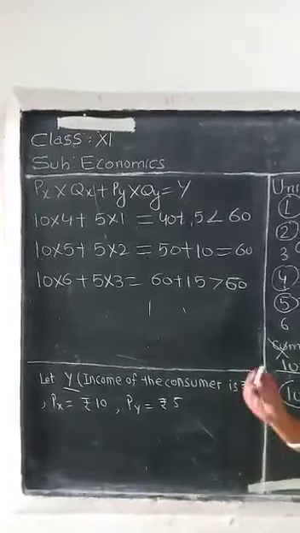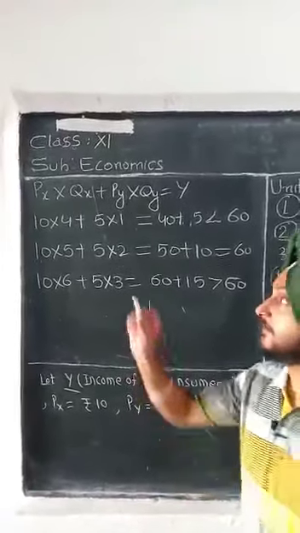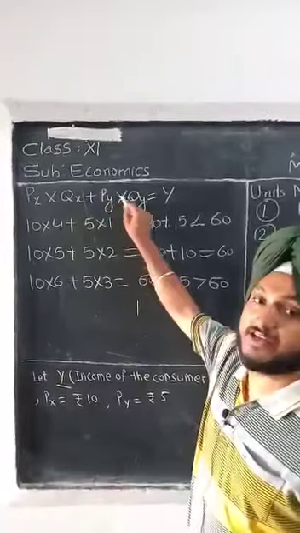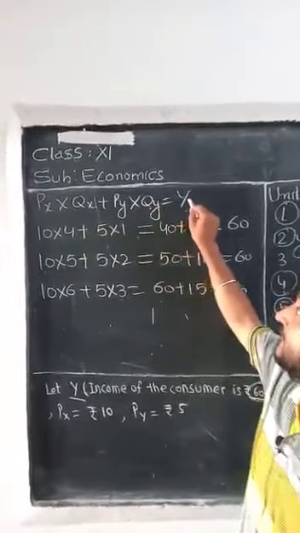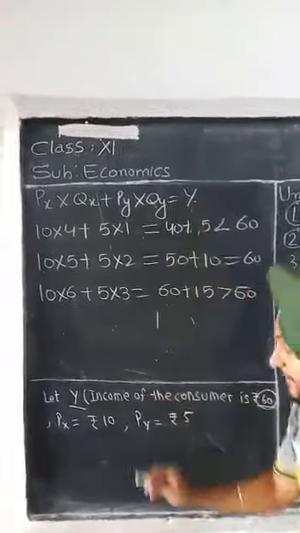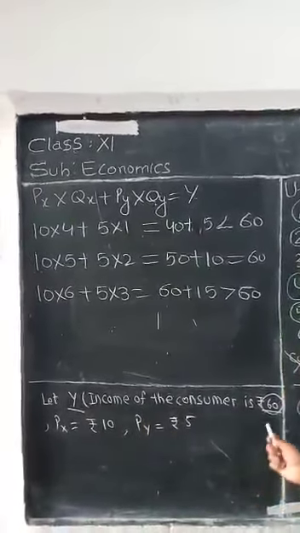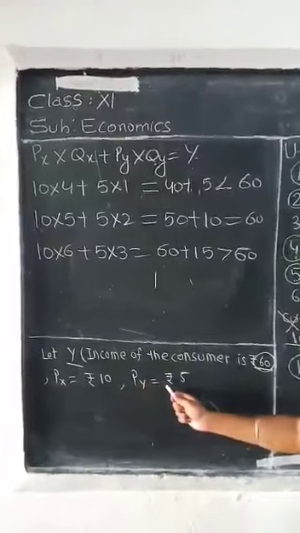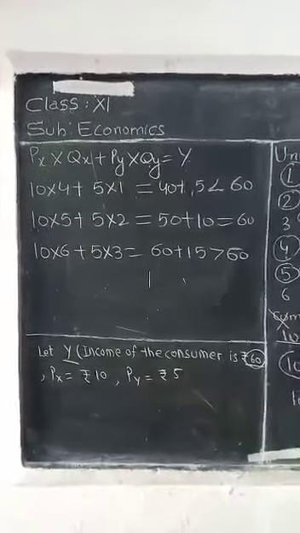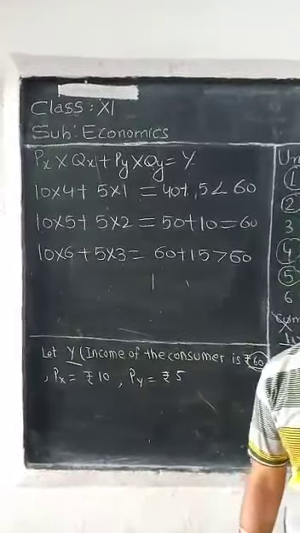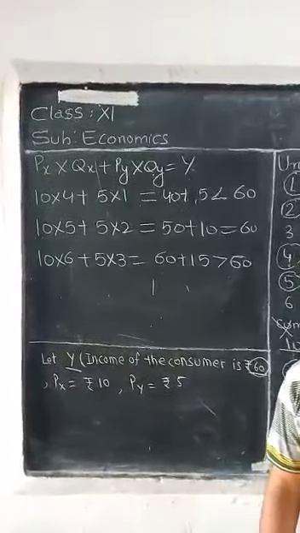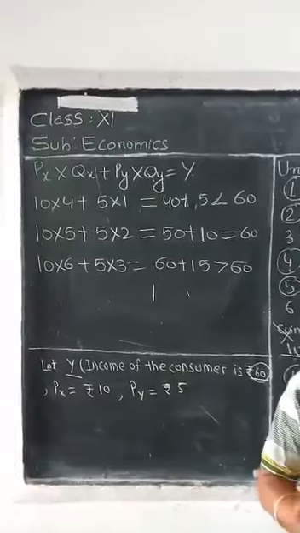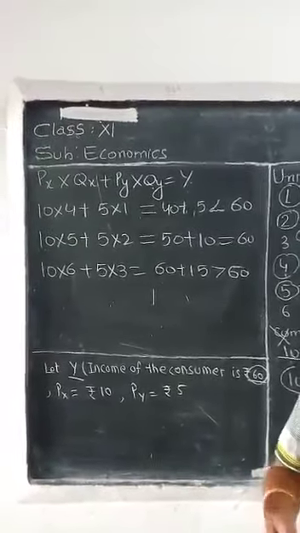Yes students, so now you can see one more time, price of x into quantity of x plus price of y into quantity of y should be equal to Y. Y means income. Here we have assumed income 60 rupees, price of x 10 rupees, and price of y 5 rupees. These are all assumptions, and there may be a question in which you have to find the different combinations. I will show it to you also.